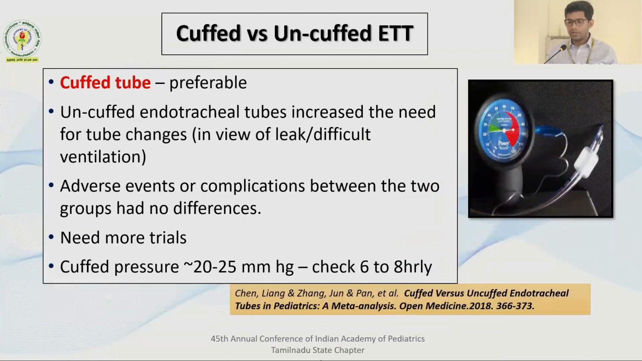Cuffed or uncuffed ET tube: the current AHA recommendation says to use a cuffed tube whenever possible. The incidence of adverse effects between cuffed and uncuffed tubes is similar. The risk of subglottic stenosis or stridor, etc., are found to be similar. There are no trials to say which is superior, but still the recommendation is to use a cuffed tube wherever possible. The risk of reintubations in case of leaks or difficult ventilation can be avoided. If a cuffed tube is being used, monitor pressures. The ideal pressure to target is 20 to 25 millimeters of mercury. It has to be checked every 6 to 8 hours at the bedside.